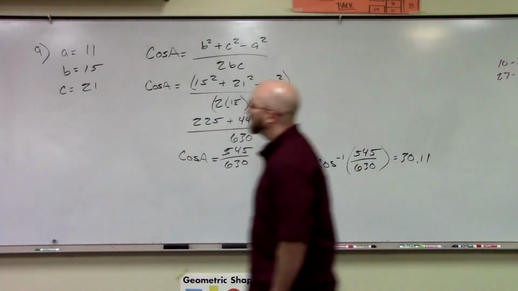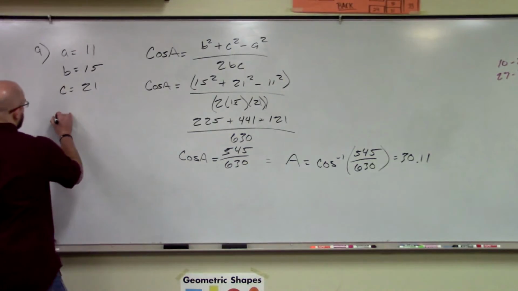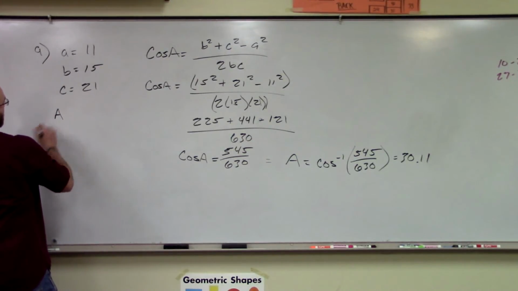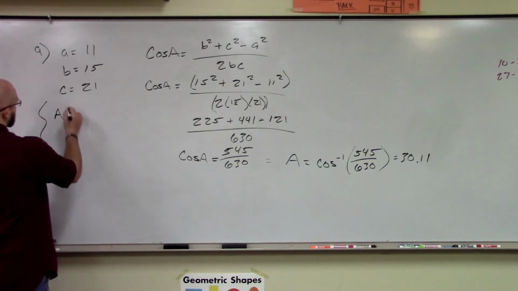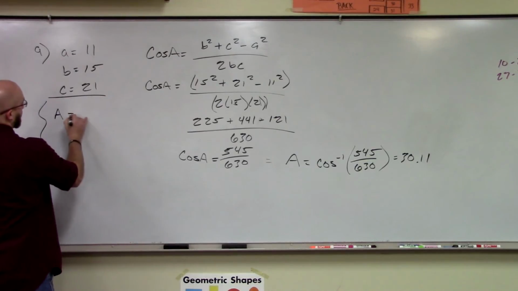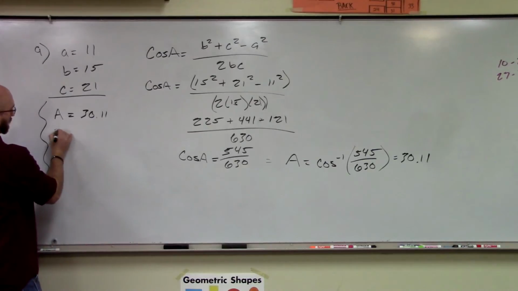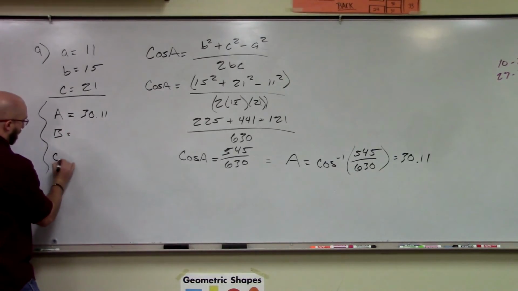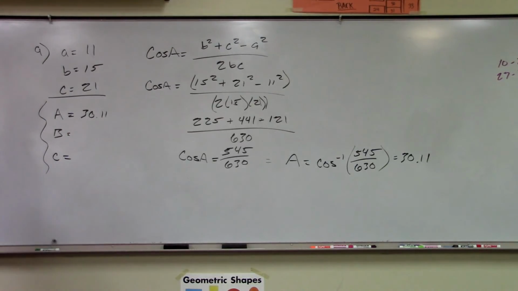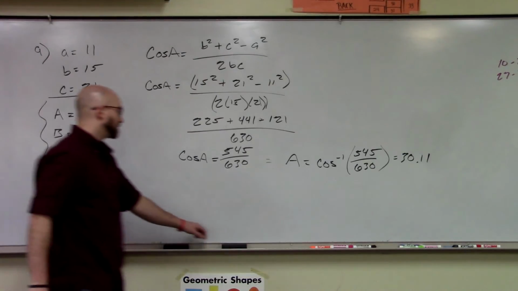So let's just go ahead and put it over here. Angle A. So this is what we found. Okay, angle A, 30.11. I want to find B and C. All right, so I'm going to erase all this.